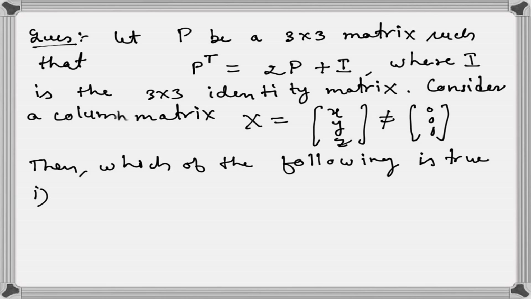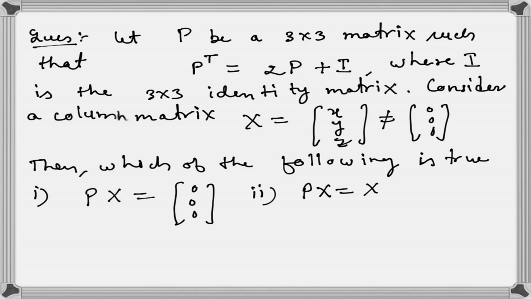The first option is Px is equal to 0, 0, 0. The second option is Px is equal to x. The third option is Px is equal to 2x, and the fourth one is Px is equal to minus x. Okay, so let's solve this problem.